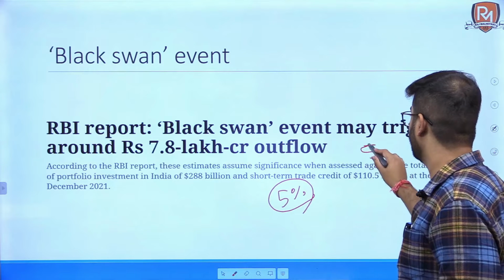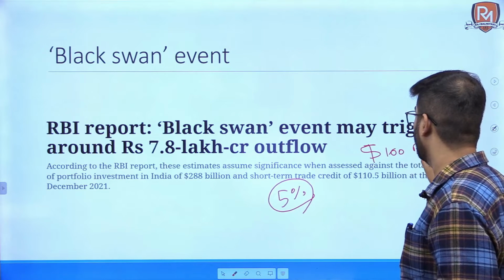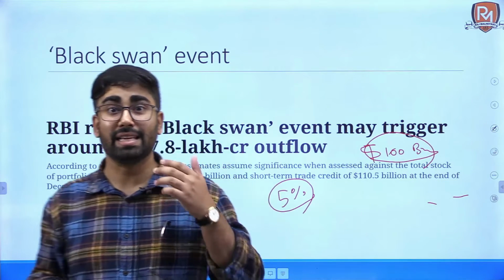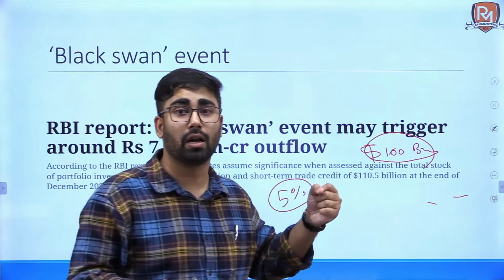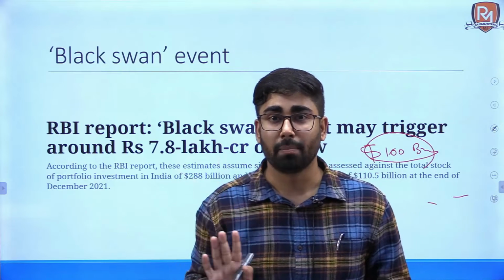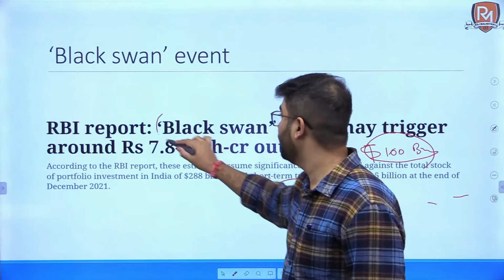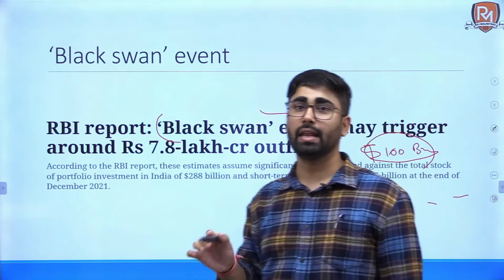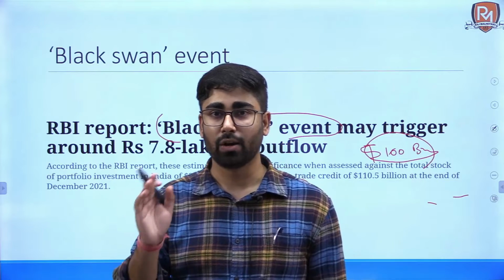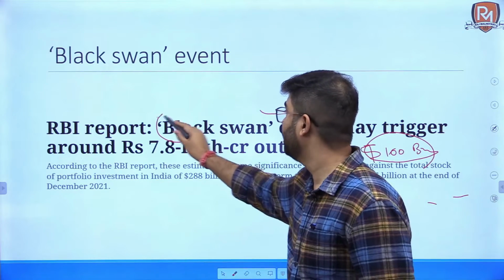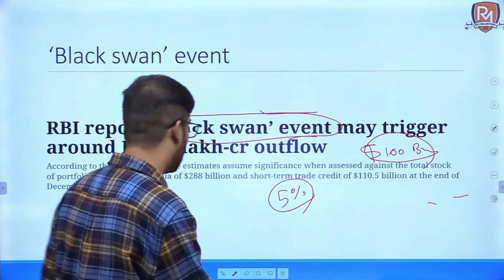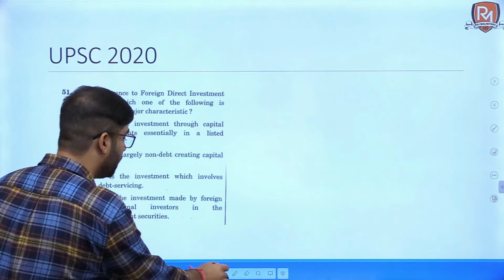$100 billion. Okay, $100 billion. That there is a less chance, but there is still a chance that FPI outflows will occur to the tune of around $100 billion, and that is what they termed as Black Swan event. So dear students, for more information on Black Swan event, there is a link in the description of this session or video. Please click on that link to understand what is Black Swan event in detail after the end of this session. Okay, so now let's see what is the question related to this concept.